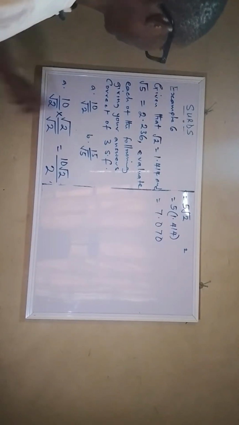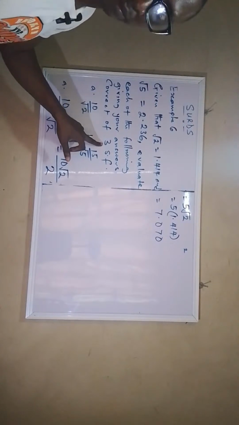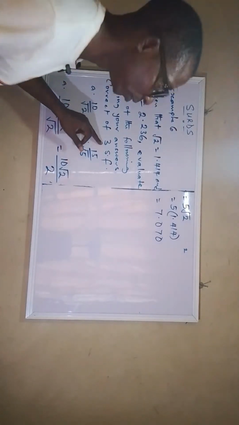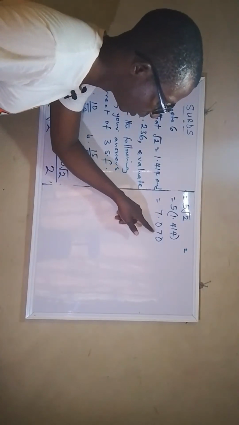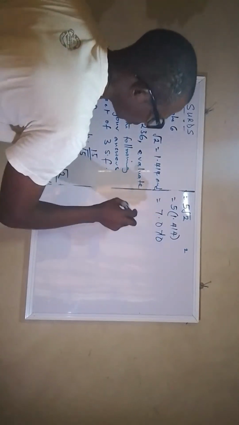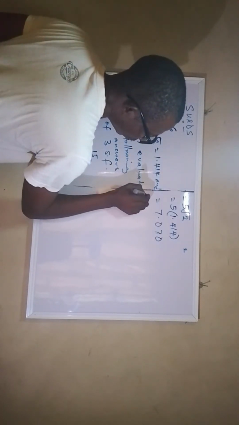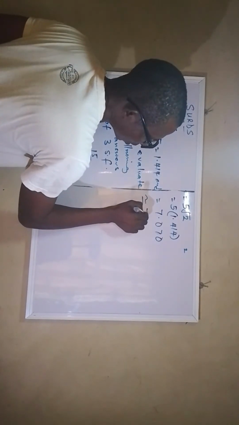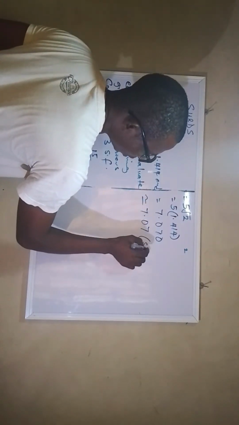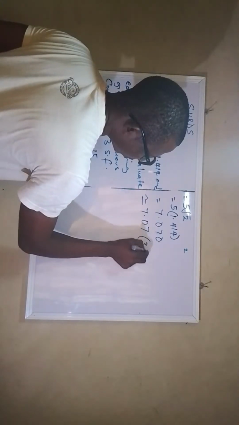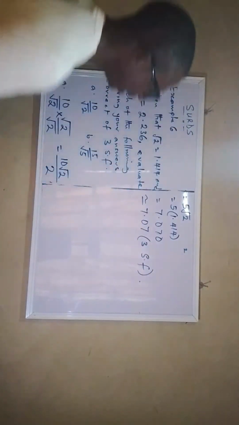So now the question asks you to express your answer in 3SF, 3 significant figures. So you count 3 digits from the front, 1, 2, 3. So this is what you are writing. So therefore, your answer now will be 7.07 to 3 significant figures. So that's going to be the answer to that.